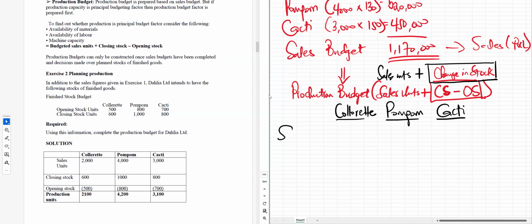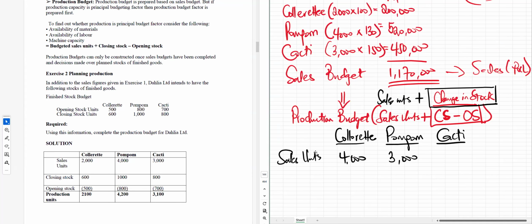What was my sales demand, or sales unit? Colorette was 2,000, pom pom was 4,000, and cacti was 3,000. Do you guys remember? It's the same question.